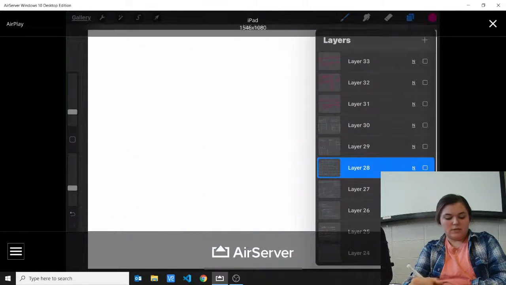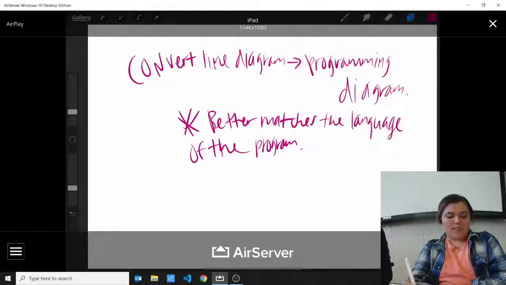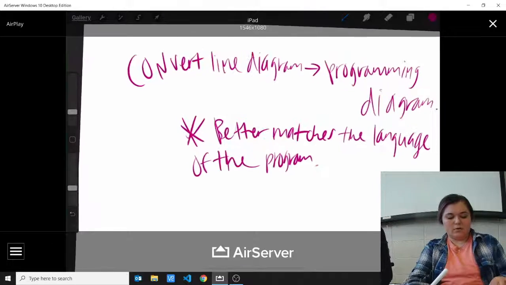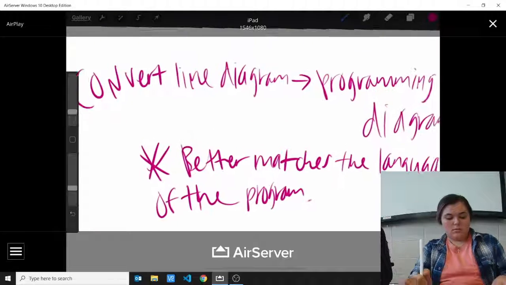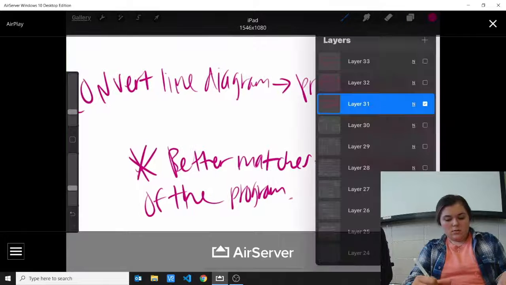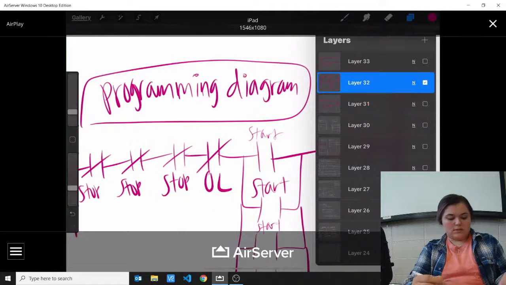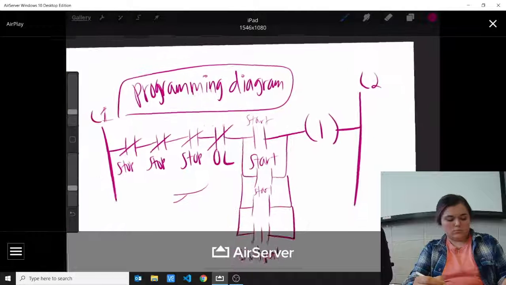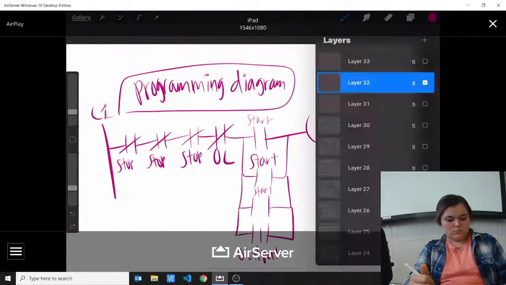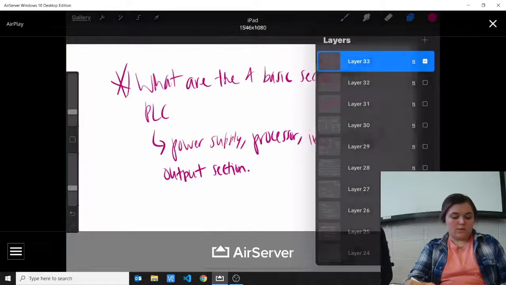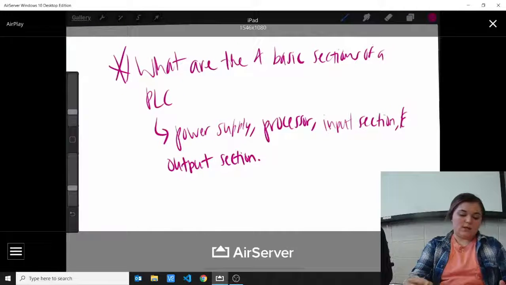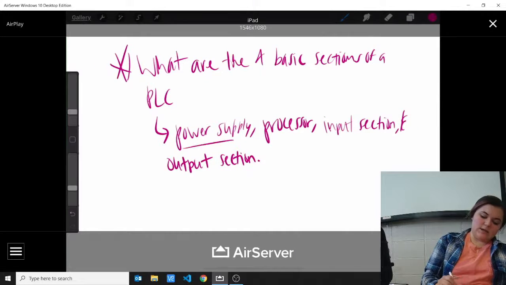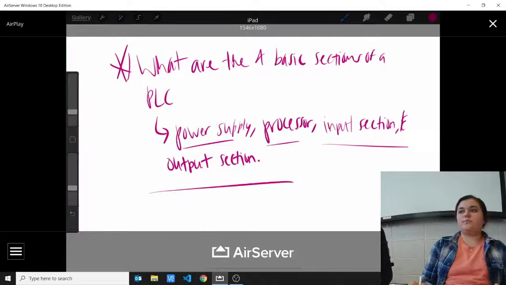And then we drew our examples. And then you're going to convert line diagrams to programming diagrams, and that way it better matches the language of the program. And that's an example of a programming diagram right there. And the four basic sections of a PLC: power supply, processor, input section, and output section.